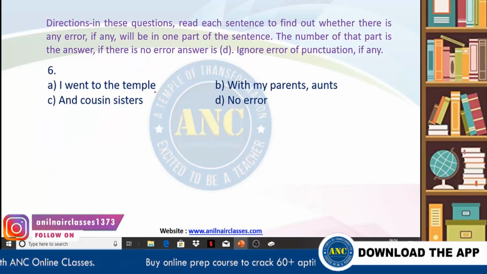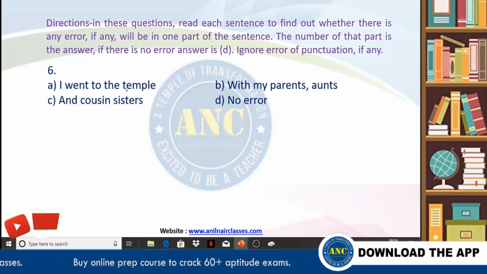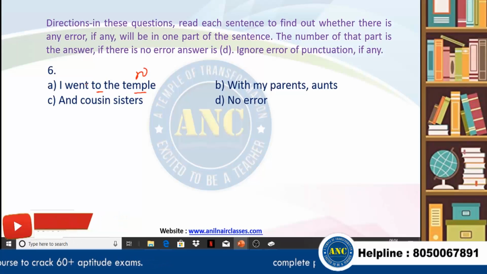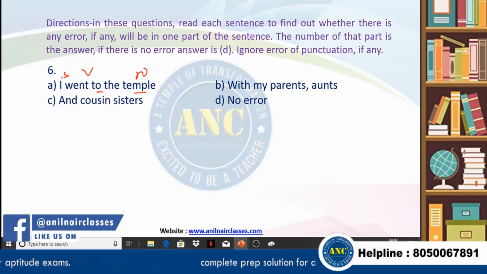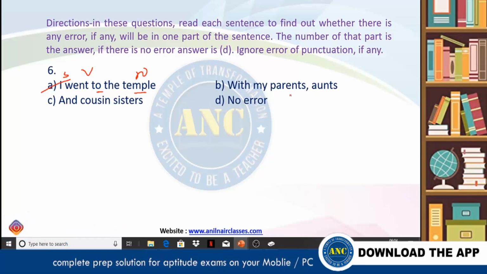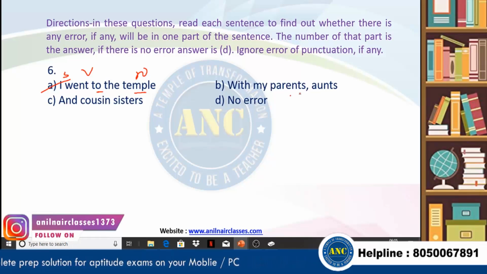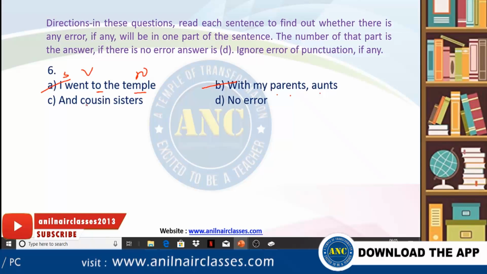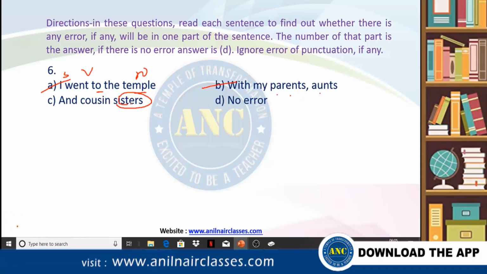I went to the temple. That's fine. After to what? To temple. This is noun. This is verb. This is subject. Everything is fine. Get rid of it. With my parents. With my parents, aunts. So with whom? With my parents, aunts and cousin sisters. This is fine. Again, colloquial language. There's no need to write sisters over here.